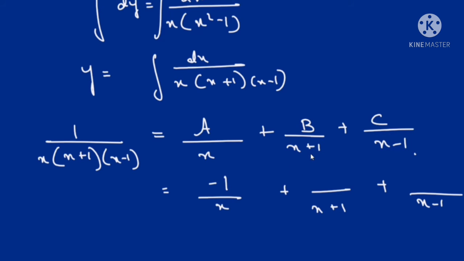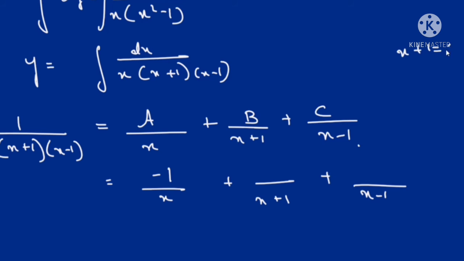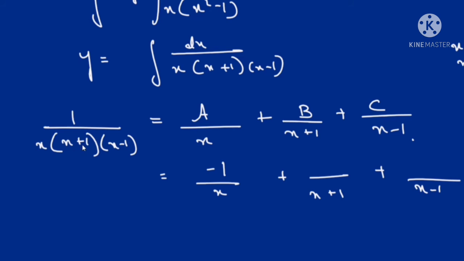What about here? For the constant B, x is equal to minus 1. Put x plus 1 is 0, so x is minus 1. Put that minus 1 here, not here. What do you get? You have a 1 in the numerator, remember that. Suppose if you have x here, put it there also. Here there is a constant, so 1 by 2. B is 1 by 2.